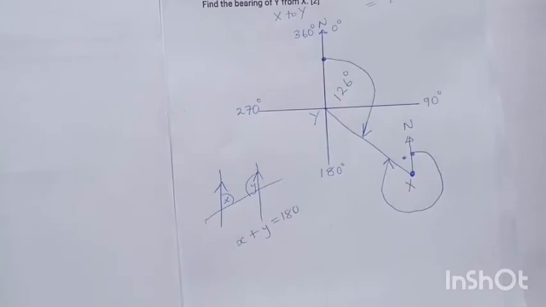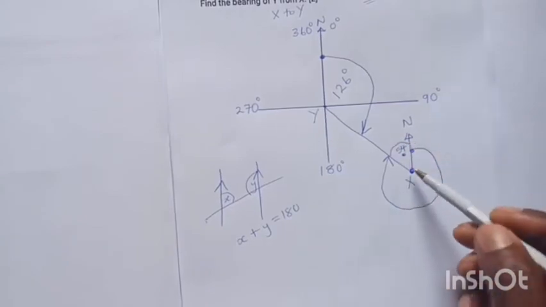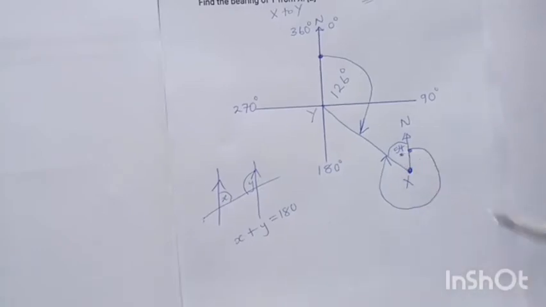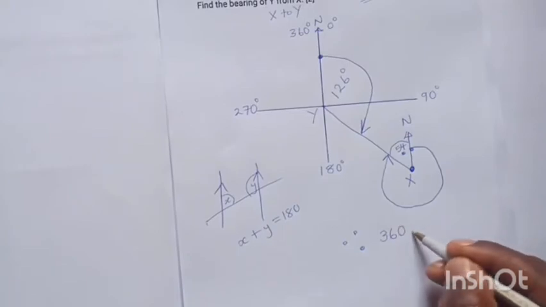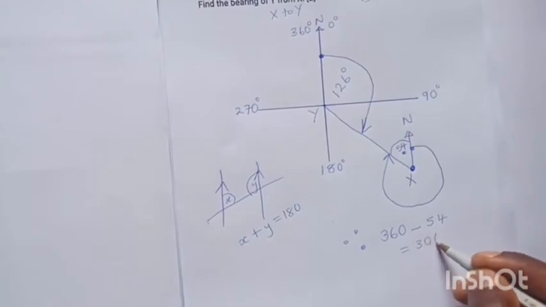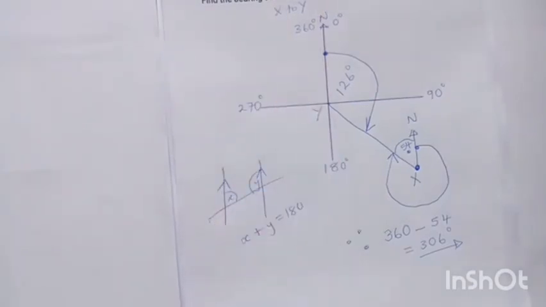So 180 minus 126, you get 54 degrees as the interior angle at point x. So this interior angle, the 54 degrees, and the required bearing, they complete what we call a revolution. They add up to 360. So therefore, the required answer is calculated as 360 minus 54, which gives you 306 degrees as your final answer, representing the bearing of y from x.